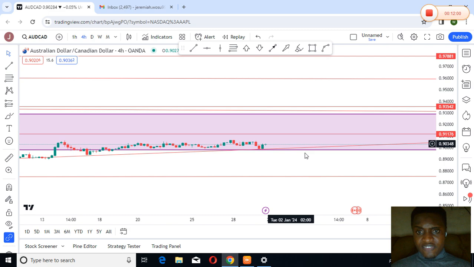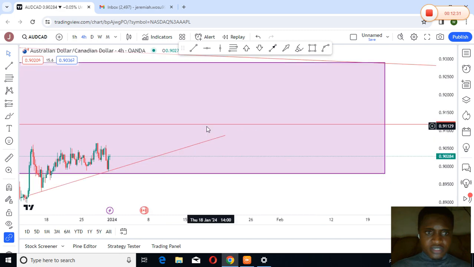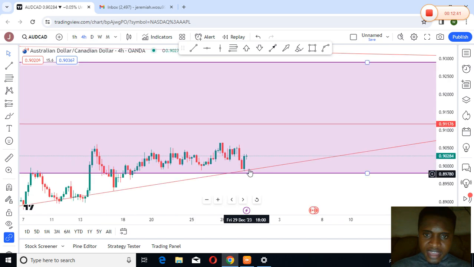All right. So looking at this point, let me zoom out a little. Now look at this. As you can see on my screen, it has given us what? A bullish engulfing candle. You can see.